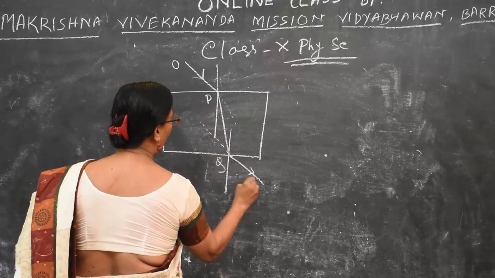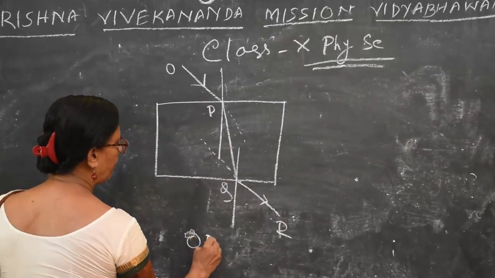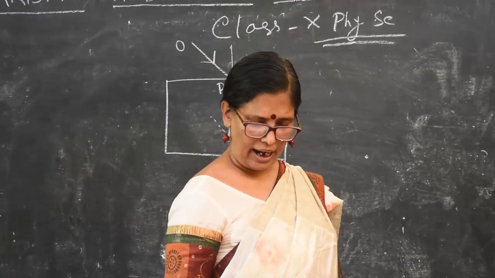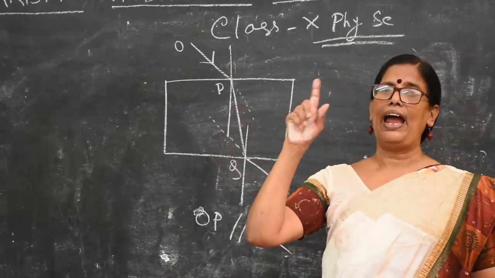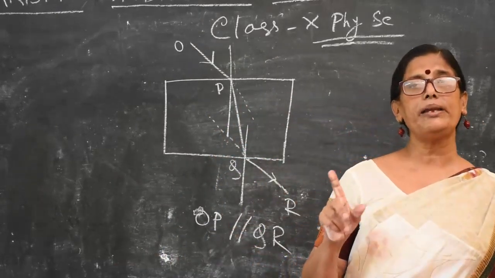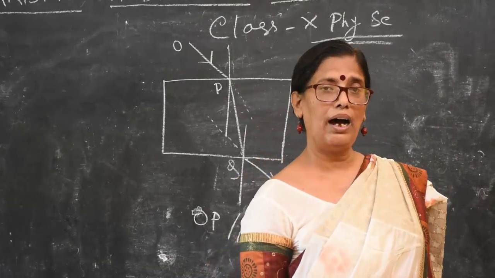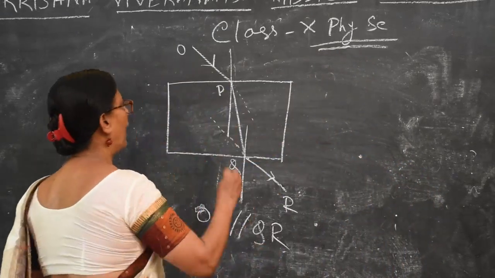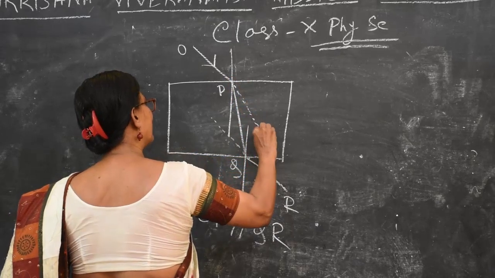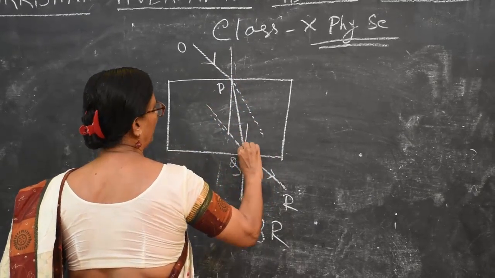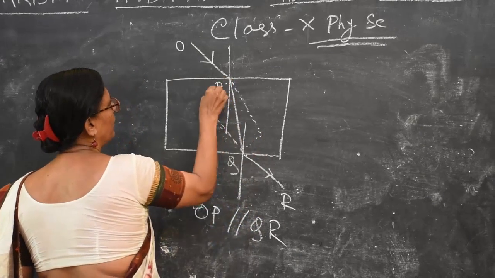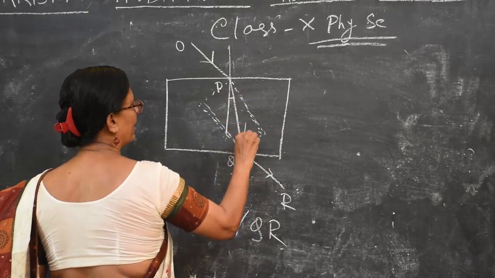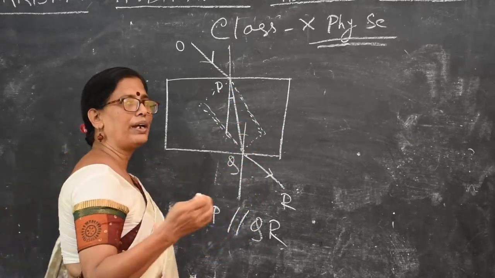So P, Q, R. Ultimately, we can see OP is parallel to QR. So, in the glass slab, the first incident ray and the last refracted ray are parallel in nature. But in the prism, it is not so. If we complete this drawing with our dotted line, we get a rectangular shape, and we can use alternate angles and so on.